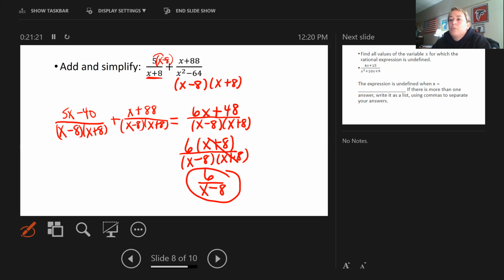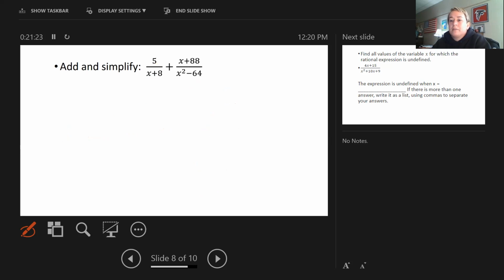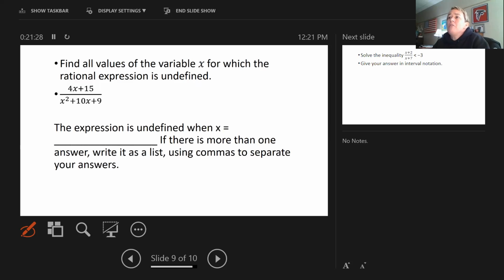Okay, the next one is find all the values of the variable x for which the rational expression is undefined. So remember, if we're looking for the restrictions, we do not care about the numerator. All we care about is the denominator. So we're going to say x squared plus 10x plus 9, and we're going to set it equal to 0, and we're going to solve for that.